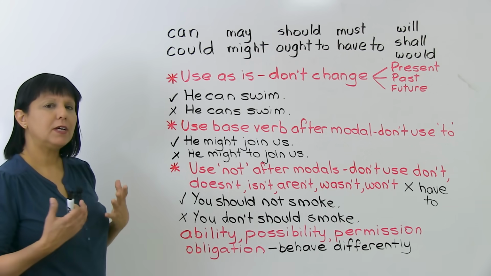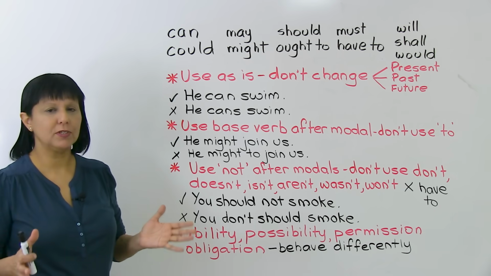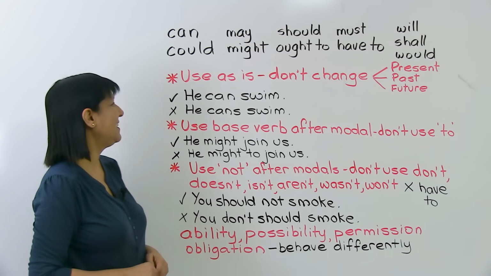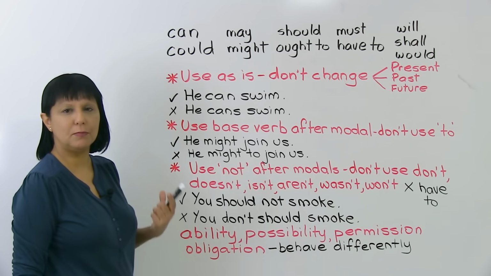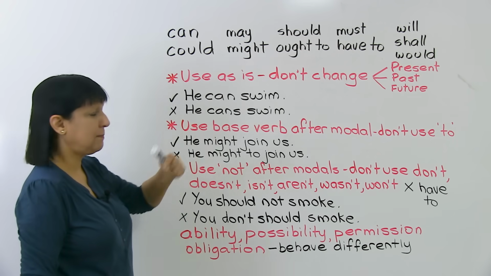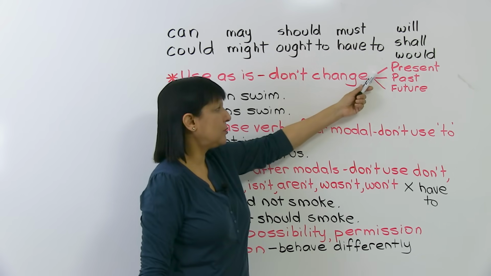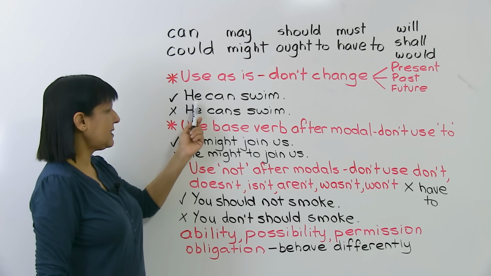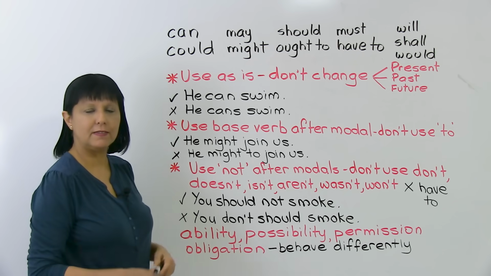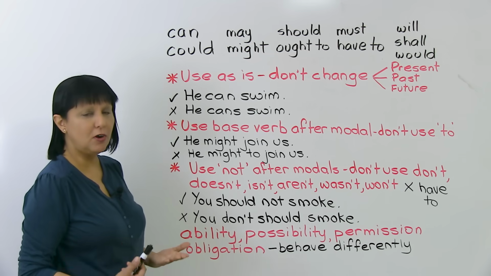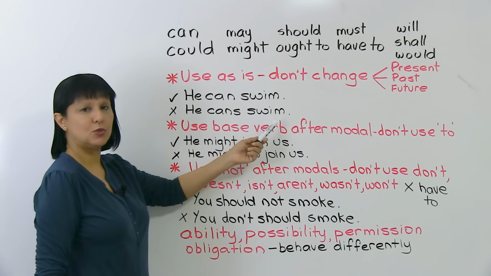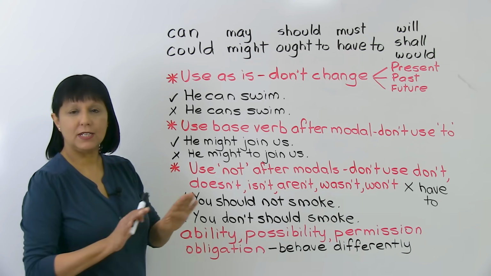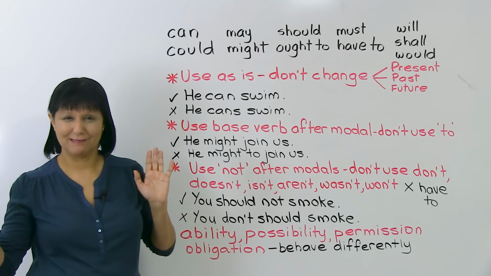All right. So I'm going to give you now 3 basic rules that you can follow to avoid most of the mistakes that are usually made with the modal verbs. Okay? So first of all, make sure to use the modal verb as is. That means don't change it in the present or the past or the future. For example, we can say, he can swim. This is a correct sentence. It would be wrong to say, he cans swim, because here the student put an extra S there, all right? And we don't need to change that modal verb ever, okay?